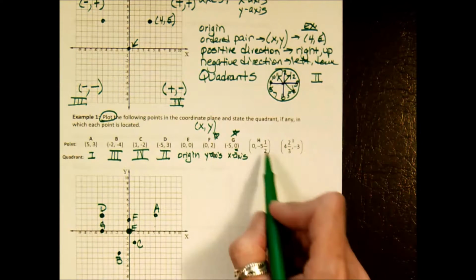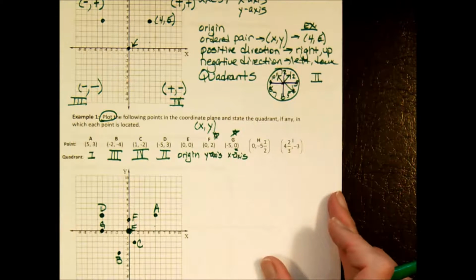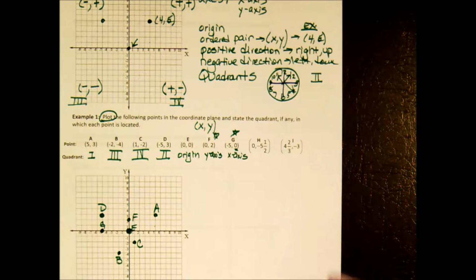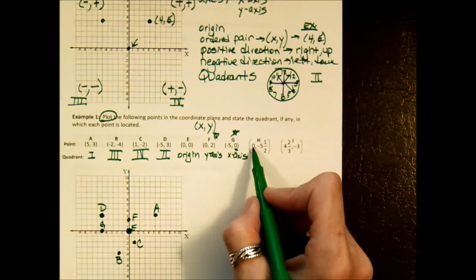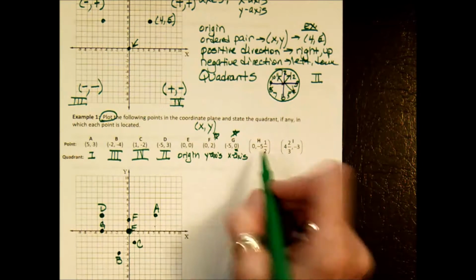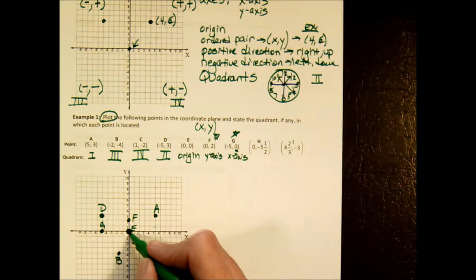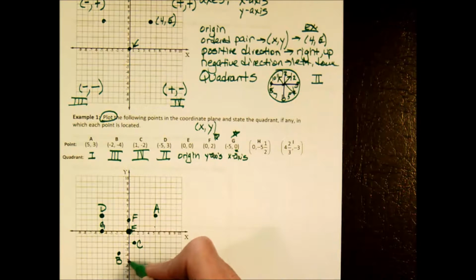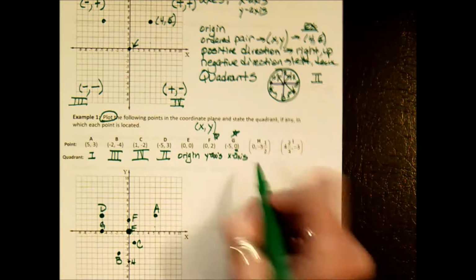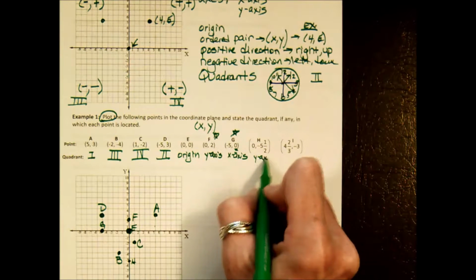Now I put these two on here. You're not going to see much of this, but just to show you that you really can plot fractions too. It's not very convenient, but you can. 0 means don't go left or right. -5.5 says go down 1, 2, 3, 4, 5, and halfway to 6. So right there is point H. It is on the y-axis.